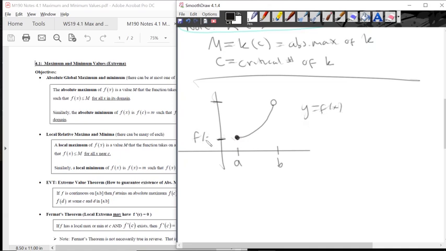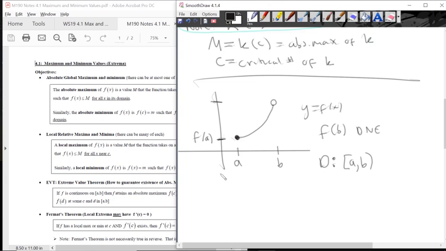So this is f of a right here. Well, what about this value right here? Can we call this f of b? No, we can't, because f of b itself does not exist. In other words, the domain does not include b, right? Our domain of this function here is closed at a and it goes up to b, but it does not include b. All right, so f of b does not exist. So that means the y value here is not even attained by the function.